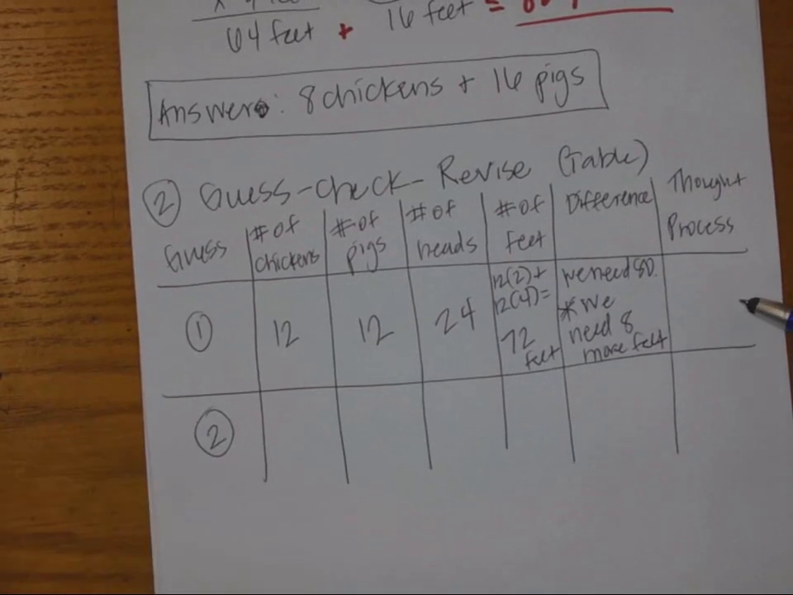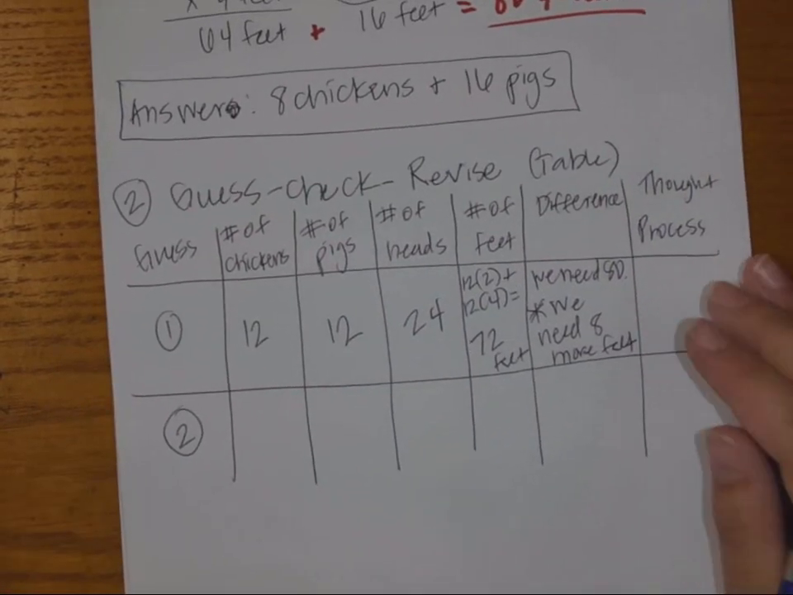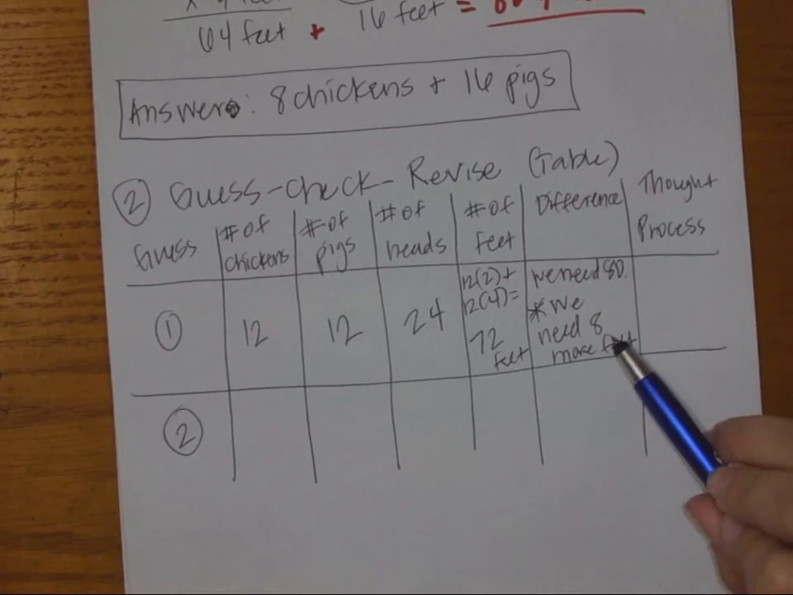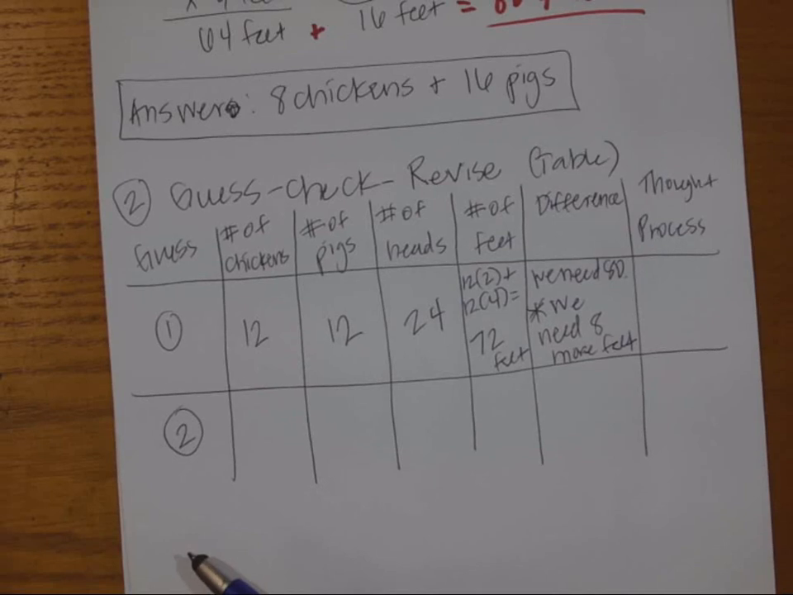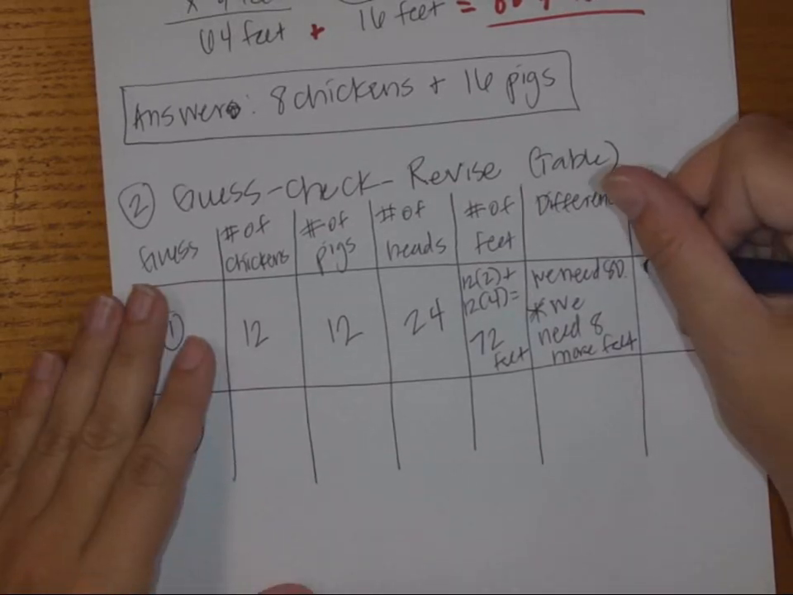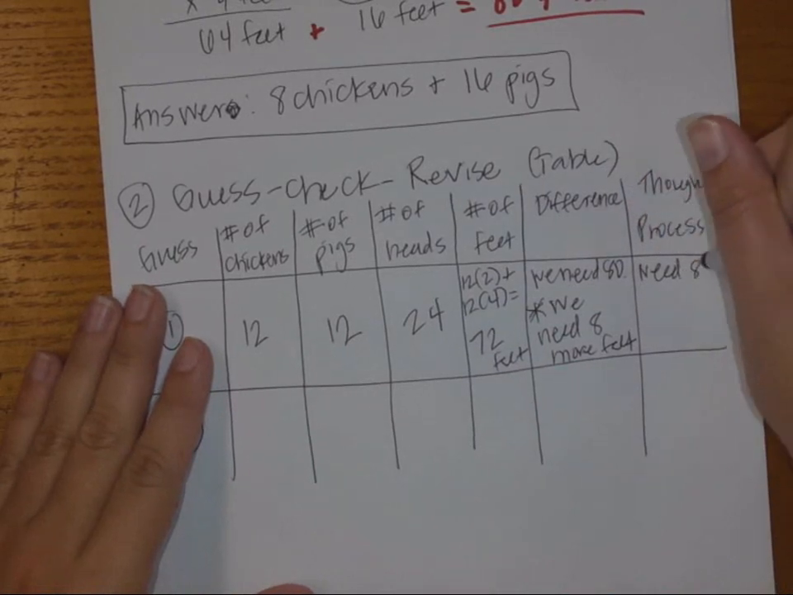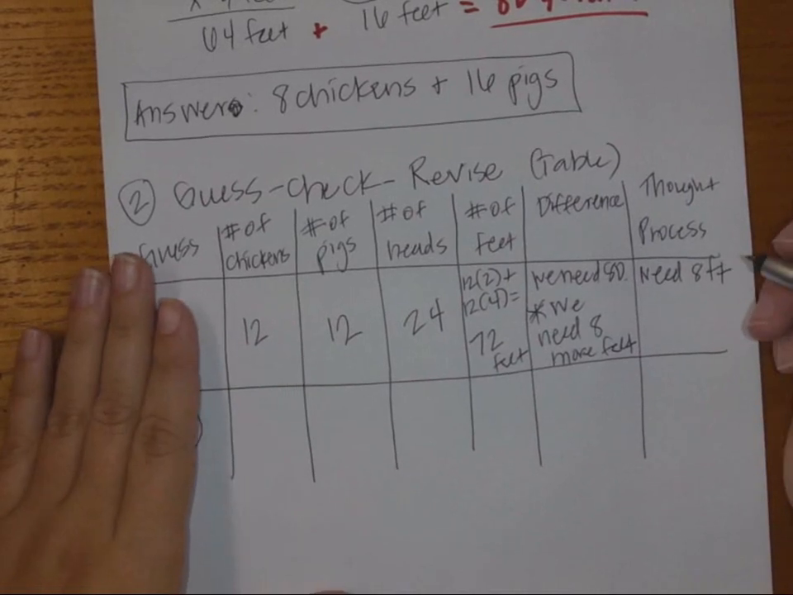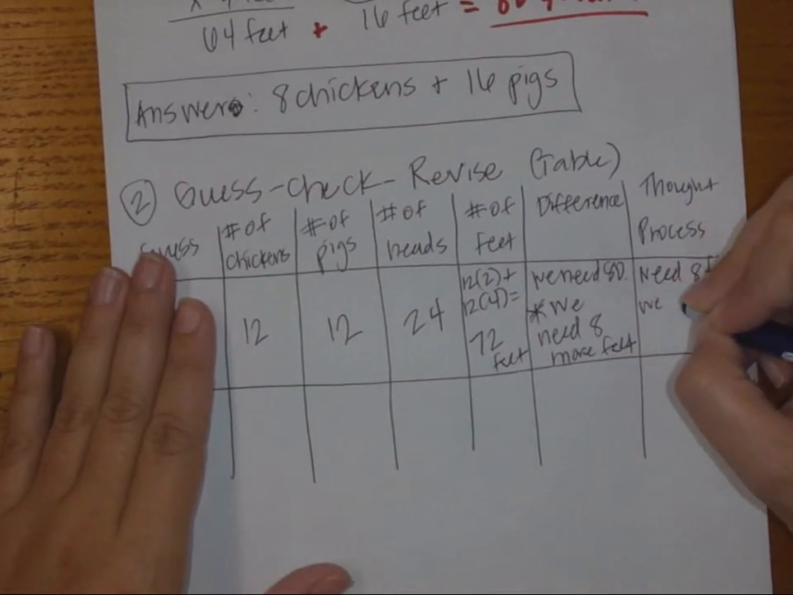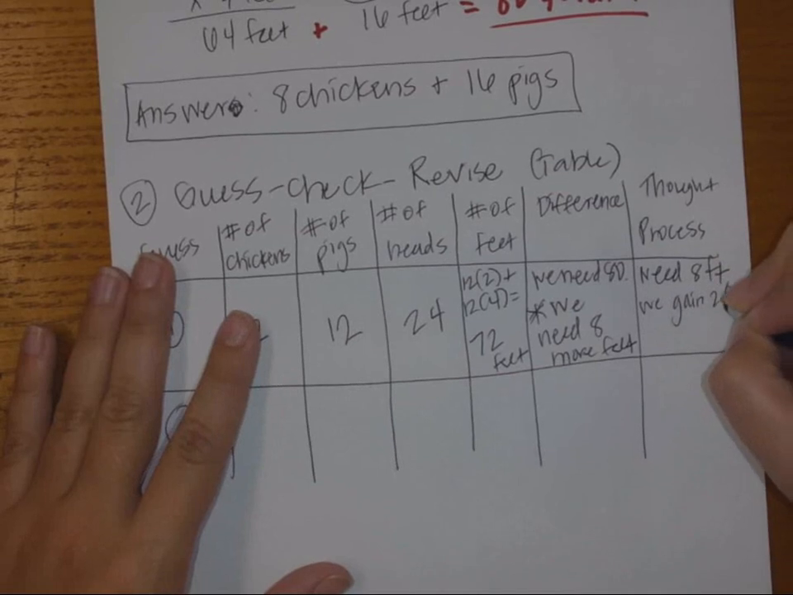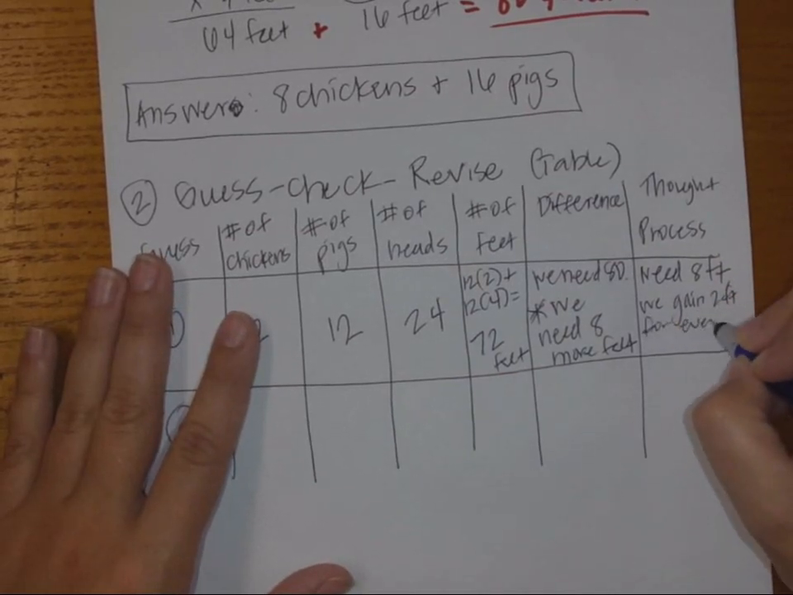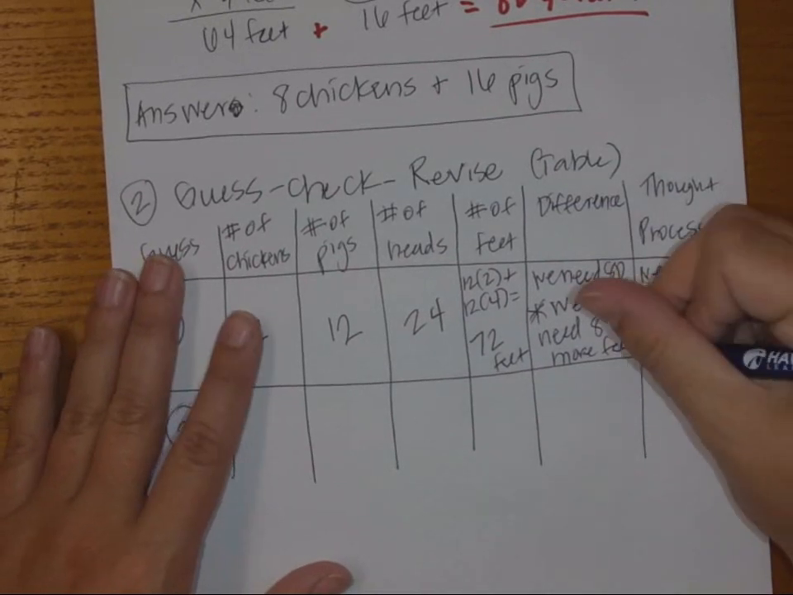Okay, so our thought process over here. Take a second and think, how many more pigs or how many more chickens would we need to get 8 more feet? So pause for a second and think about that. Okay, so our thought process is we need 8 feet. We gain 2 feet for every chicken we replace with a pig.